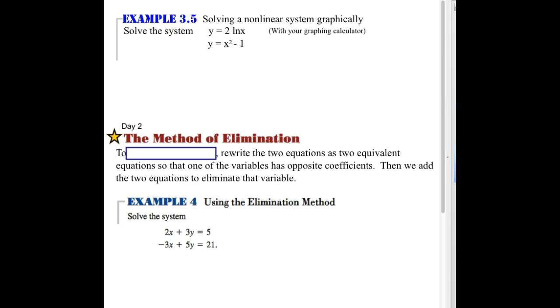All right, example 3. Go ahead and do this on your calculators. You should know the shape of both graphs. What is the 2 in front of that natural log going to do to my previous graph? It's going to stretch vertically, okay? What's an x squared minus 1 going to look like? Parabola is shifted down 1? All right, go ahead and graph it and find the intersection.